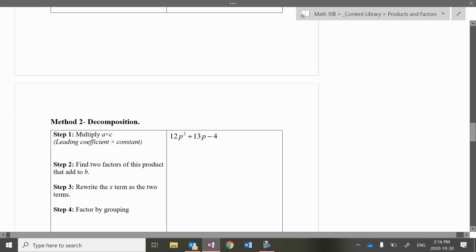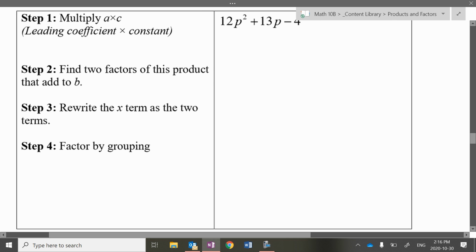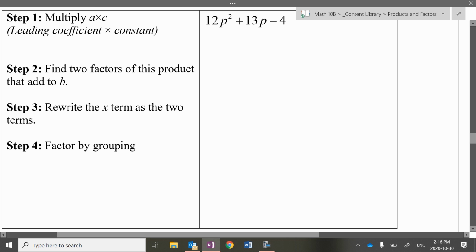Let's do this last one. I know there's more, but then we'll save one for next week. So let's do one more, and we can be done. Again, if you want to, you can use your number sense.